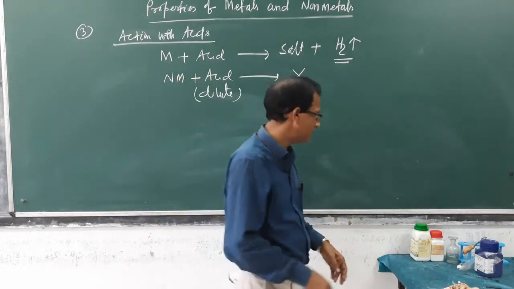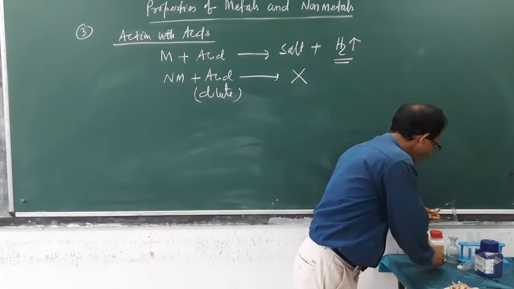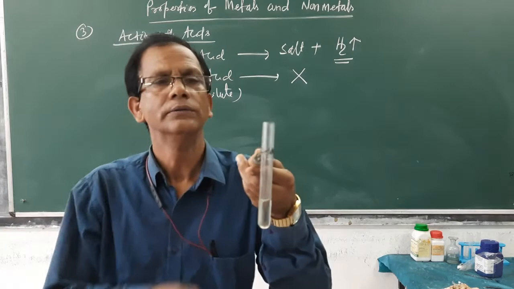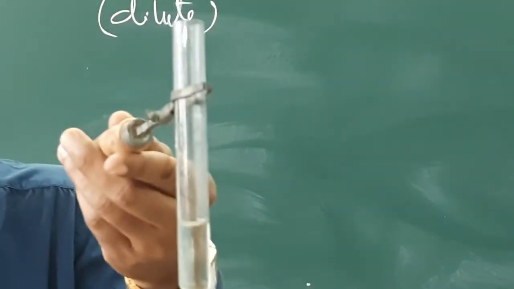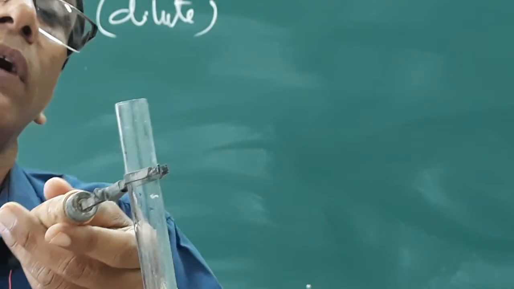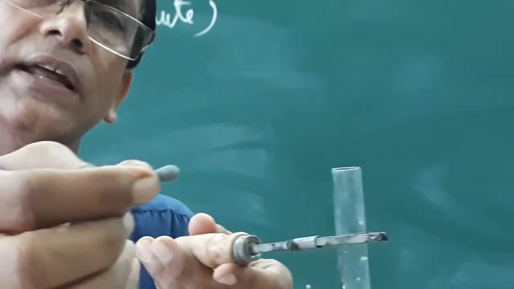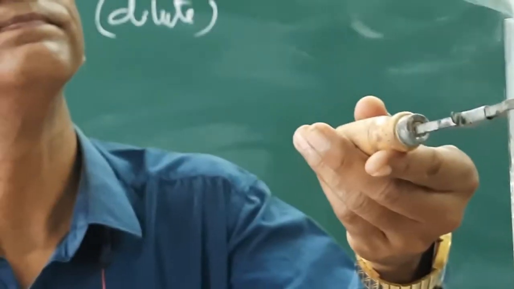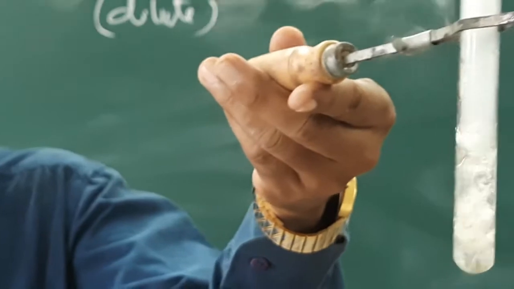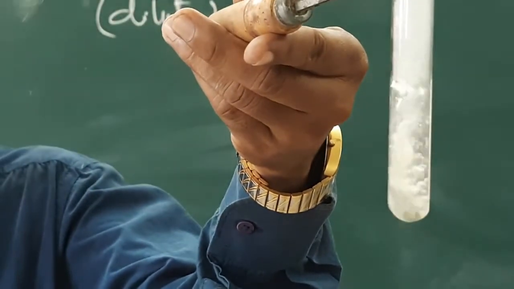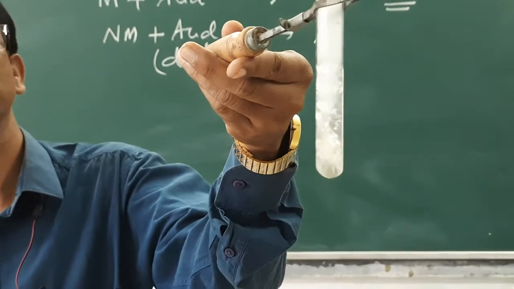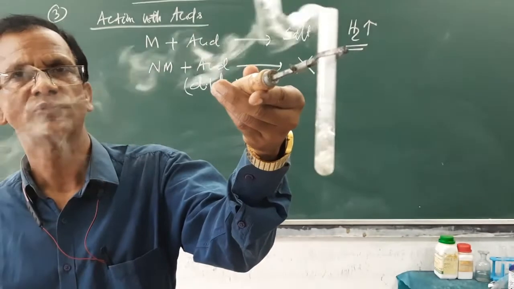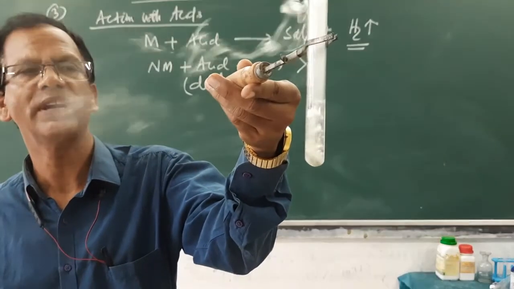You see one activity. In this test tube I have taken dilute acid, and now I am adding zinc metal. This is zinc metal I am adding. You see the reaction. You see the vigorous reaction, a very fast reaction taking place between zinc metal and hydrochloric acid.